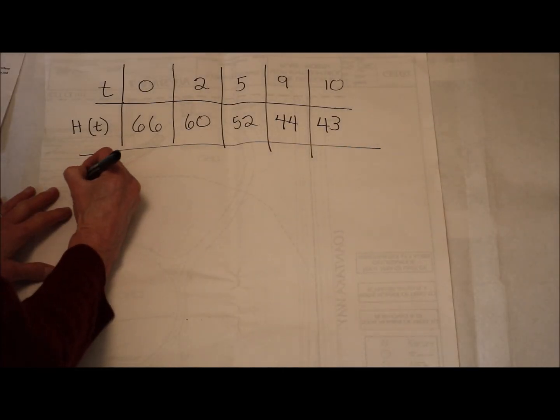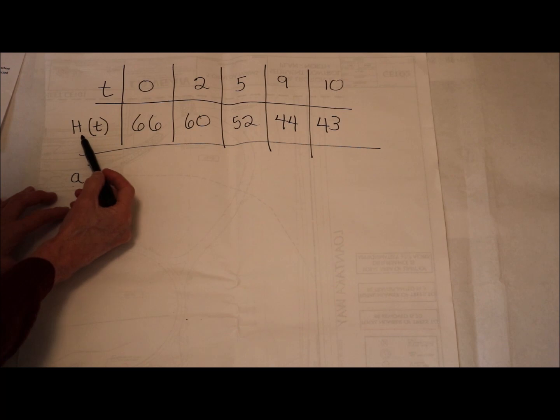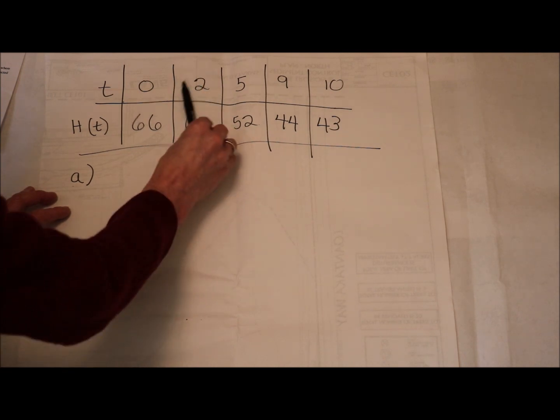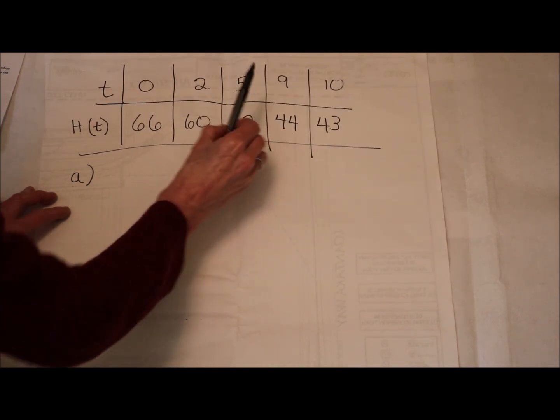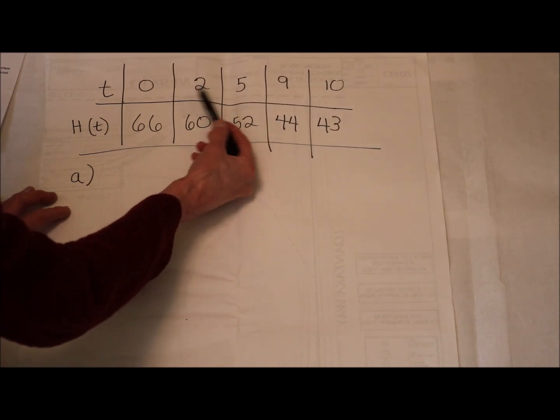So let's look at A first. A asks for an approximate rate. So approximate means we're not taking a derivative. We couldn't take the derivative anyway because I don't have a function. An approximate rate is just slope. It's just change of y over the change of x. And they want the approximate slope at 3.5 minutes.